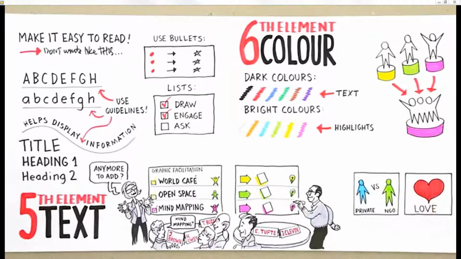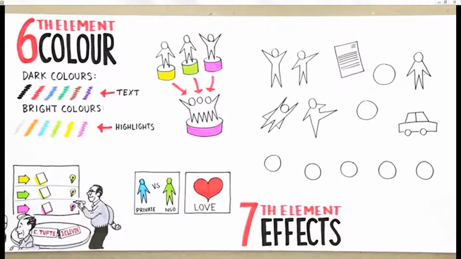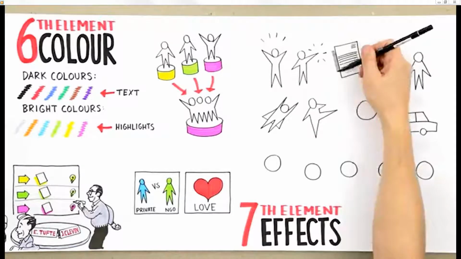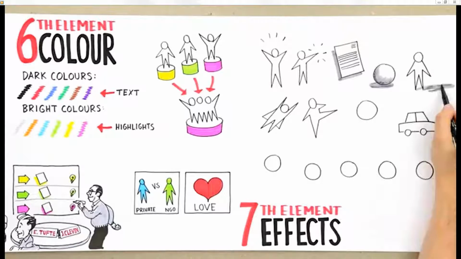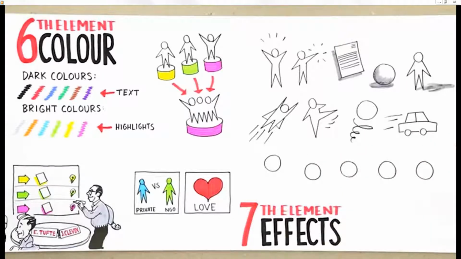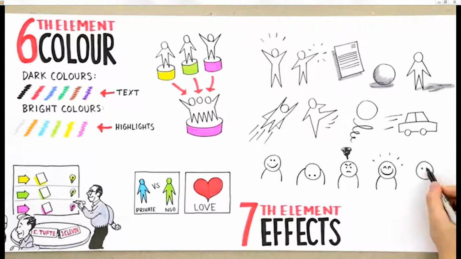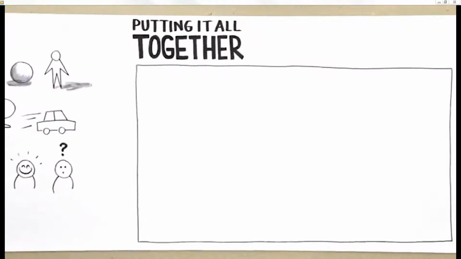Element 7. Effects. With just a few lines, you can add energy, attention to certain important parts, movement to objects, emotions and moods to people, and depth and contrast to content. Now you're ready to make the 7 elements work together.